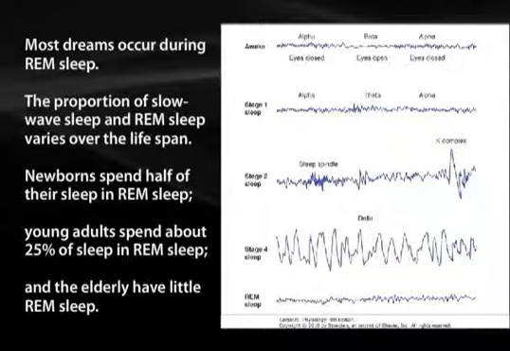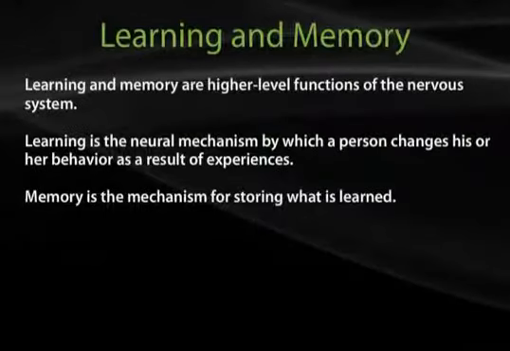Learning and memory are higher-level functions of the nervous system. Learning is the neural mechanism by which a person changes his or her behavior as a result of experiences. Memory is the mechanism for storing what is learned.